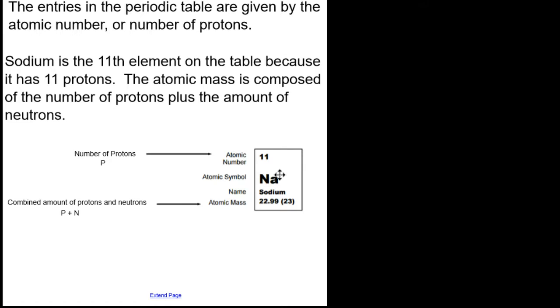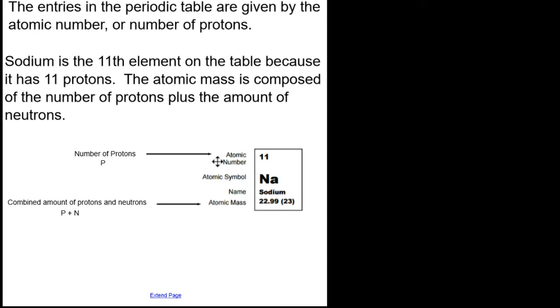Looking at a cell, we've got an atomic number of 11. That means the number of protons is equal to 11. And the atomic mass on the bottom has a mass of 23. Therefore, the combined amount of protons and neutrons has to equal 23.